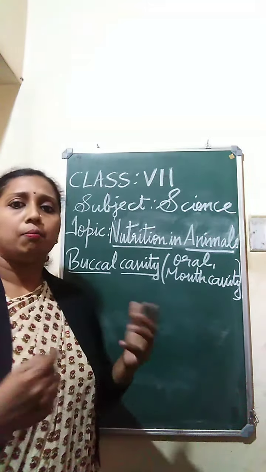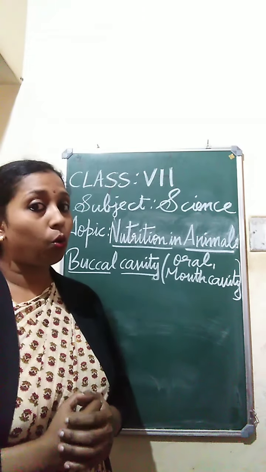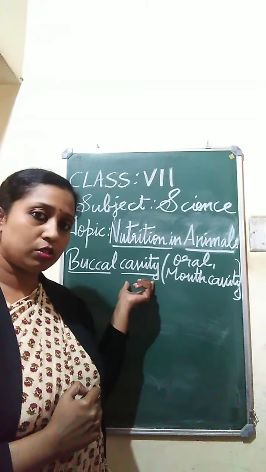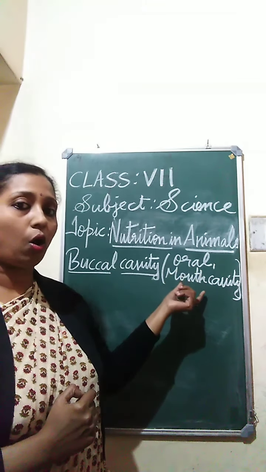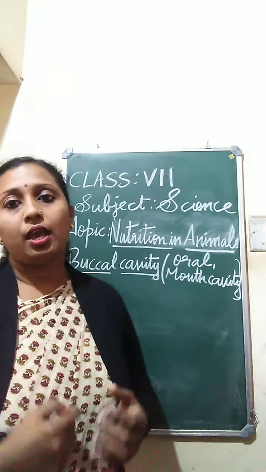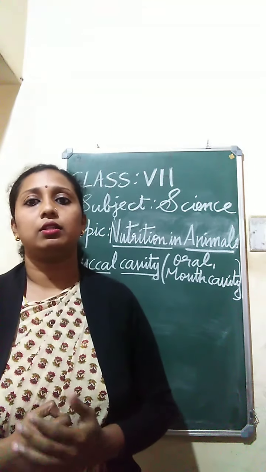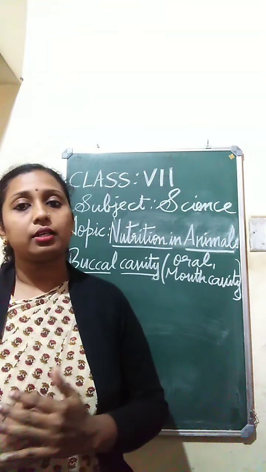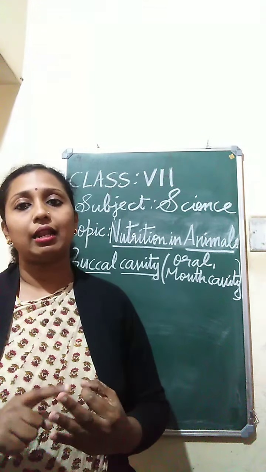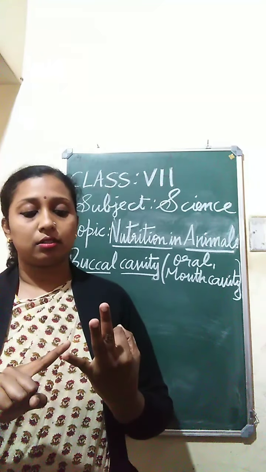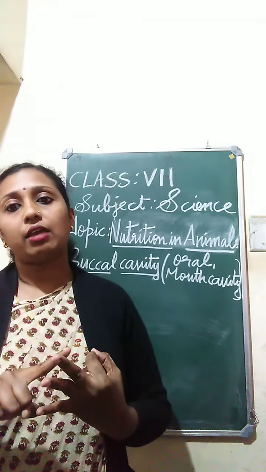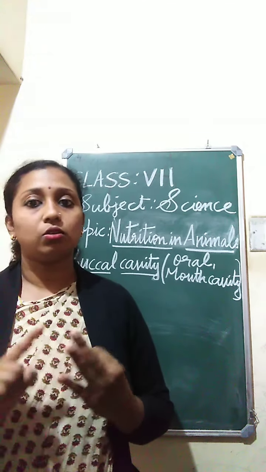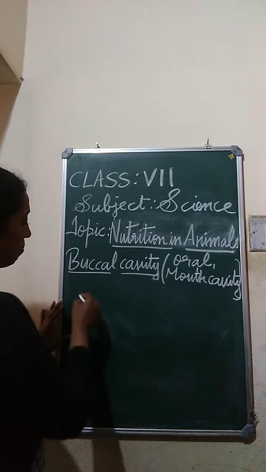The buccal cavity is also known as the oral cavity or mouth cavity. Digestion in humans begins in the buccal cavity, and this cavity has mainly 3 parts: teeth, tongue and salivary glands. These are the main parts of the buccal cavity.